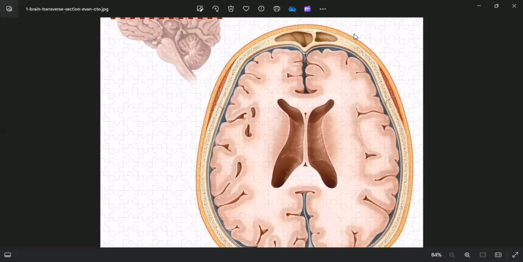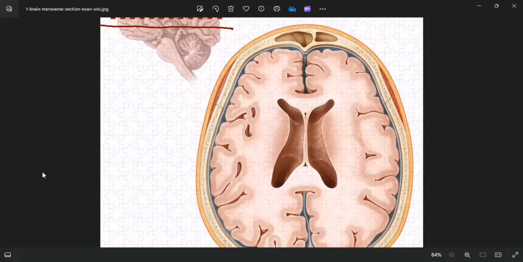Can you picture this picture you are seeing? It's actually a cross section of your head. Can you see that? If this is your brain, this is a cross section looking like this. Are you good? Yes. Good.